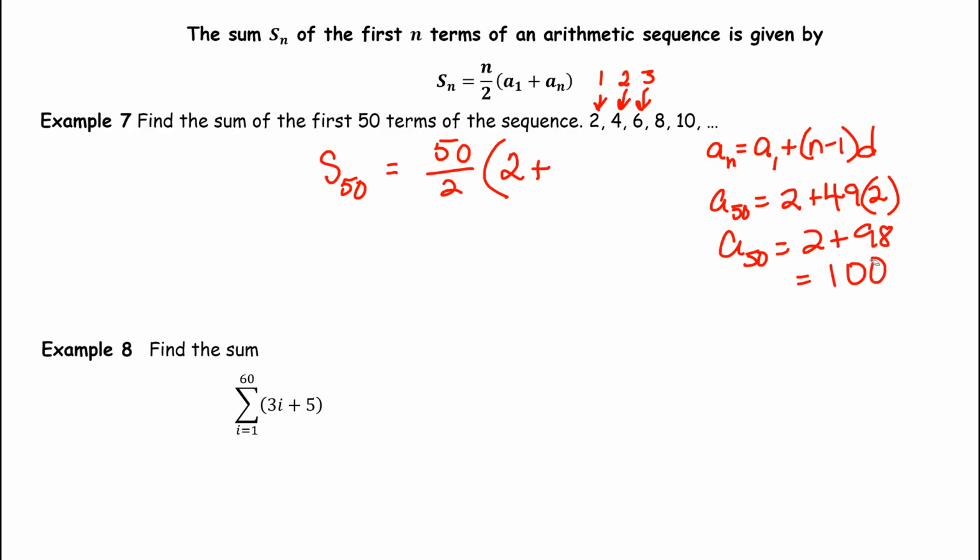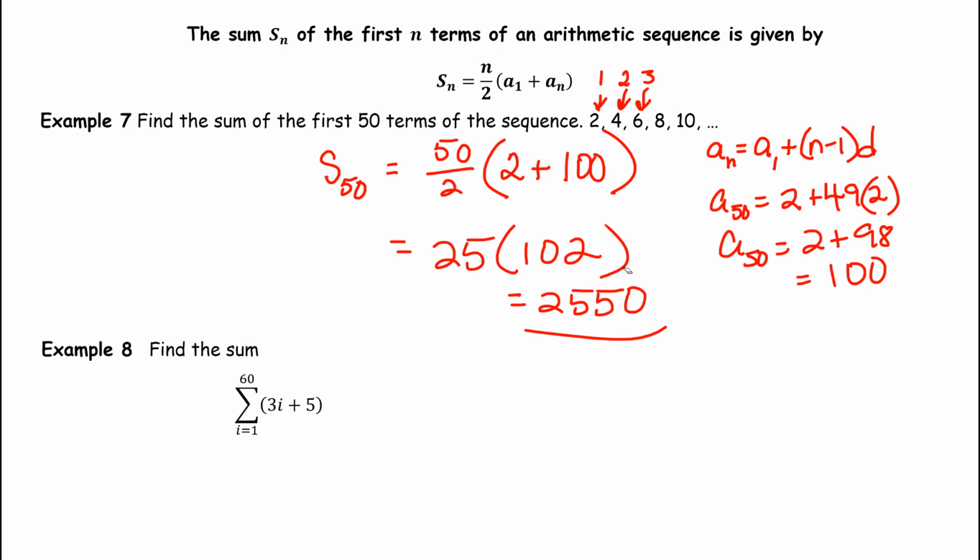So I know that the 50th term is 100, and that's what needs to go right here. That's the nth term. And since we're looking for the 50th term, that would be 100. So got that. And we just figure it out. 25 times 102 is going to give us 2,550. So that is the sum of the first 50 terms of 2, 4, 6, 8, 10, and so on.